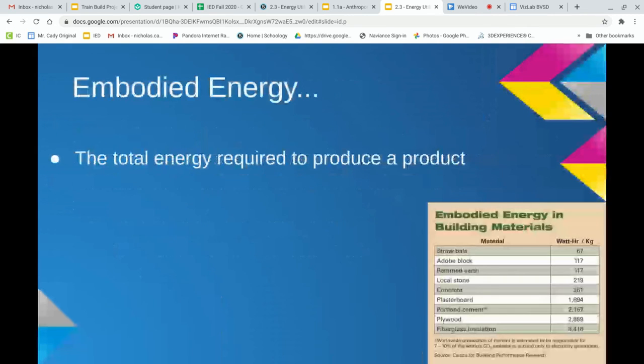Embodied energy. It's the total amount of energy required to produce a product. So here's an example of some on the bottom right, and these might be things that may be used to build a house, houses of different kinds. And you can see if your house is made out of straw and adobe, there's not a whole lot of embodied energy in there, which means you didn't have a huge impact on the environment with the amount of resources that went into your production. Versus if you have one made out of cement, plywood, and fiberglass, like most of our houses are, you have a lot more embodied energy in your house.